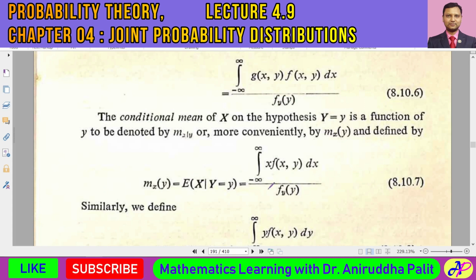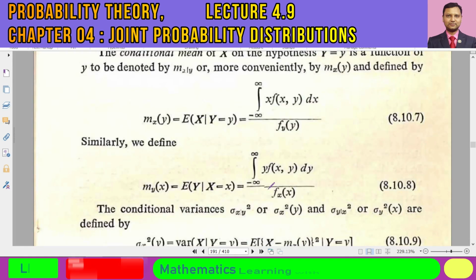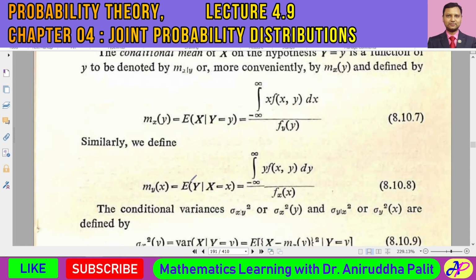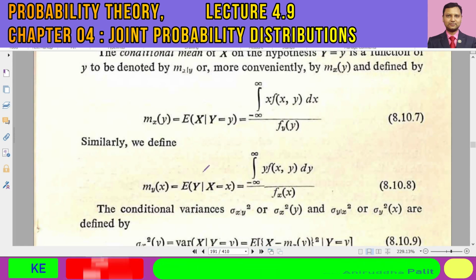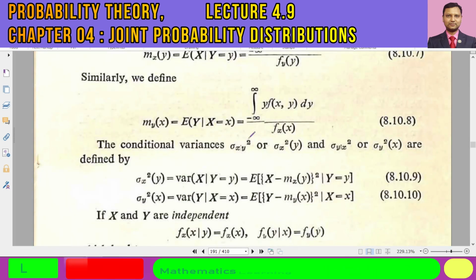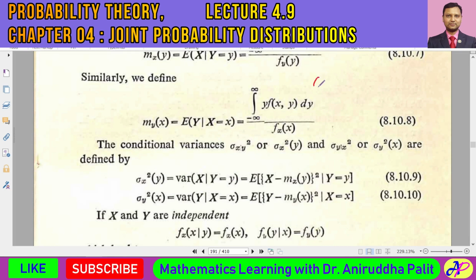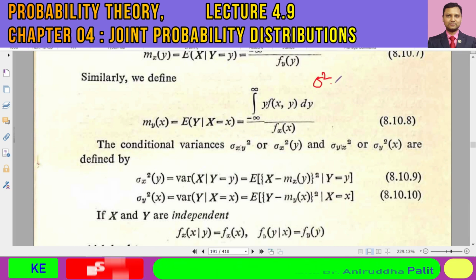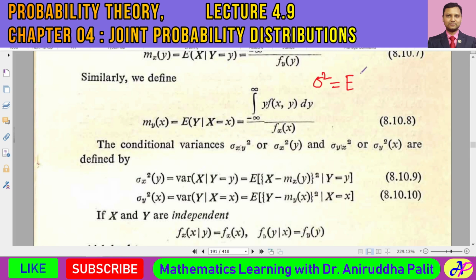Now we can also define the conditional variances. How to define the conditional variance? You see, this is actually the conditional mean of y given X equal to small x. And how to define the conditional variance? The variance is defined in this way: sigma square is equal to the expectation of x minus the corresponding mean, whole square.